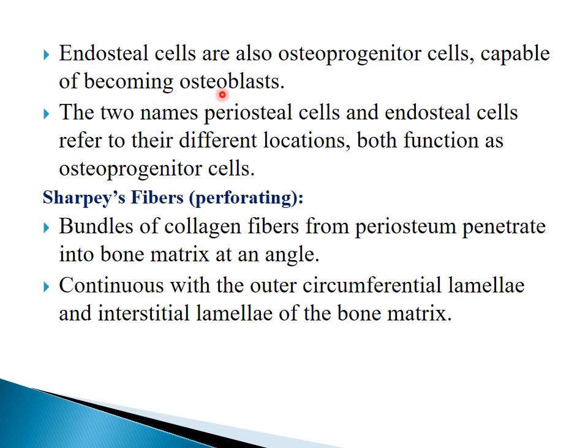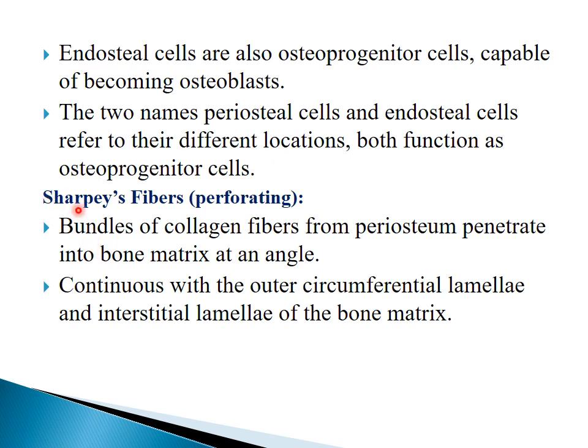The endosteal cells are also osteoprogenitor cells, and they are also capable of becoming osteoblasts. The two names, the periosteal cells and the endosteal cells, refer to their different locations. Both function as osteoprogenitor cells.